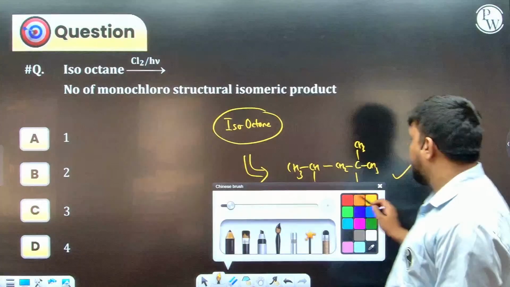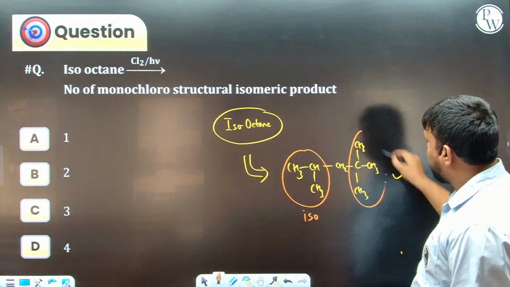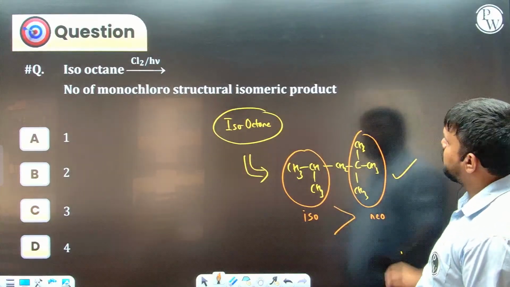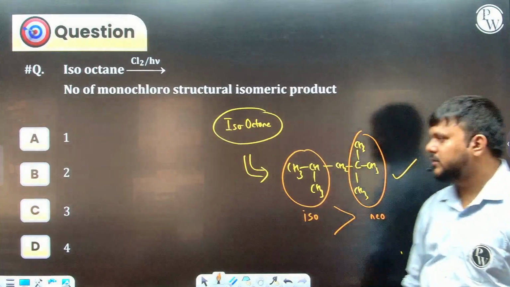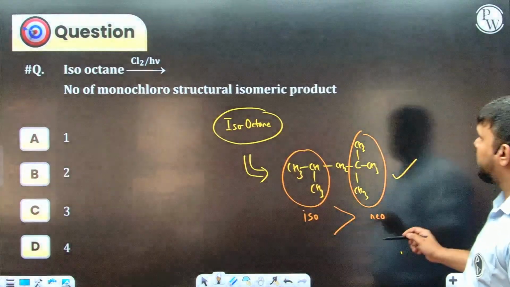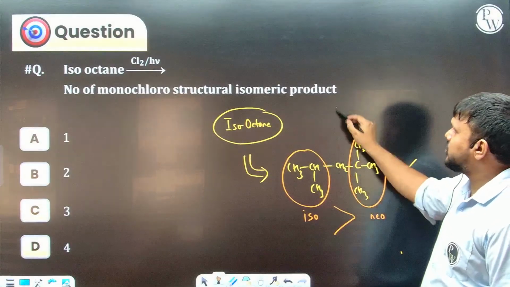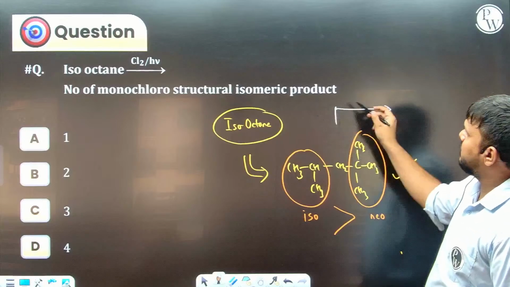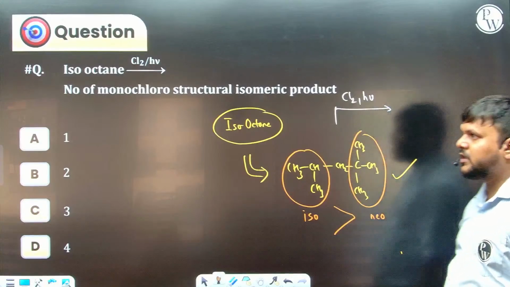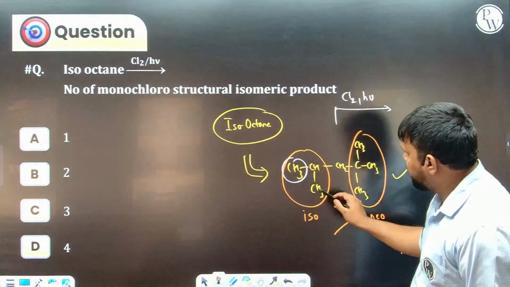So isooctane has both the iso part over here as well as the neo part over here, but iso is given more priority over neo, so we call this isooctane. So this is the structure of isooctane. If the student does not have this knowledge of the structure of isooctane, then it is very difficult to solve this question. Now we have this monochlorination, and as I told you, the different positions of hydrogen. Let us see what are the different positions of hydrogen over here. This and this position are the same.